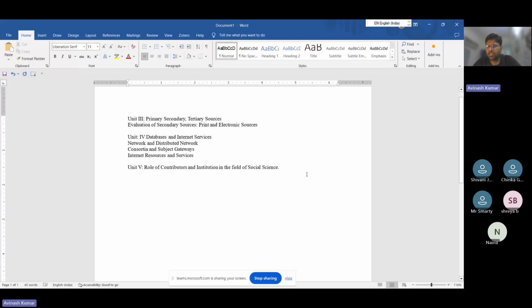Unit first and unit 5th are a type of boring, because of history. Actually you have to memorize all of these things, whatever dates are given in your syllabus, like when NASDAQ and ICSSR were established, and who is the contributor in the field of social science. So these kinds of history you have to learn for unit first and unit 5th. Now we will come to unit third, primary, secondary, and tertiary sources.